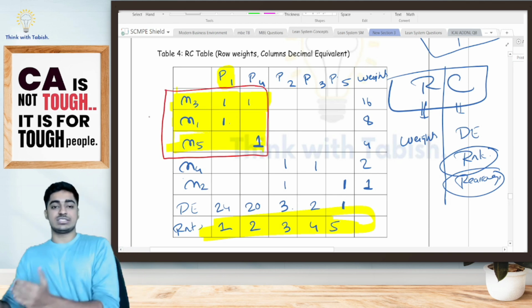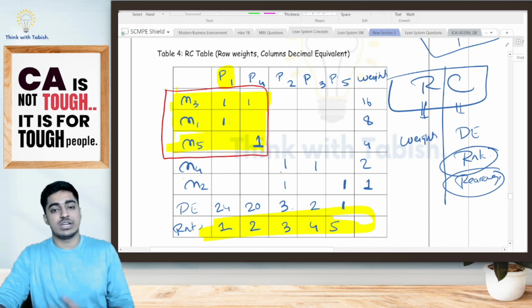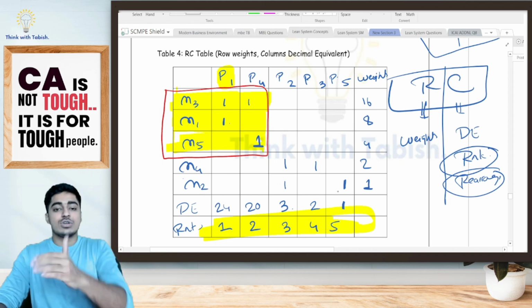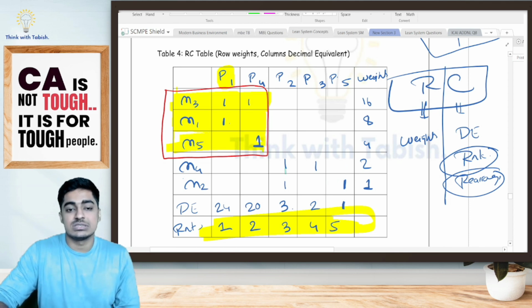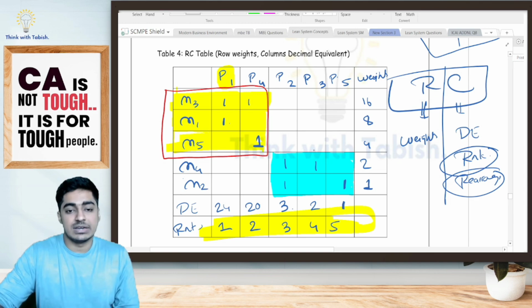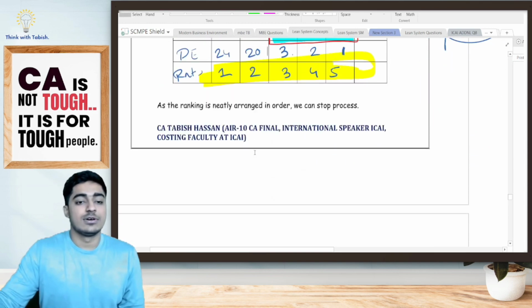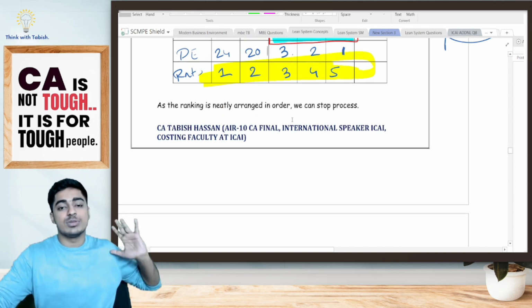Again, next you see, to produce P2, you want M4 and M2. Based on that, you can produce P3 also. You can produce P5 also. This is going to be your second cell. Clearly things are visible. Based on this, we have bifurcated things. So now we can write our solution. Finally, as the ranking is neatly arranged in order, we can stop the process.